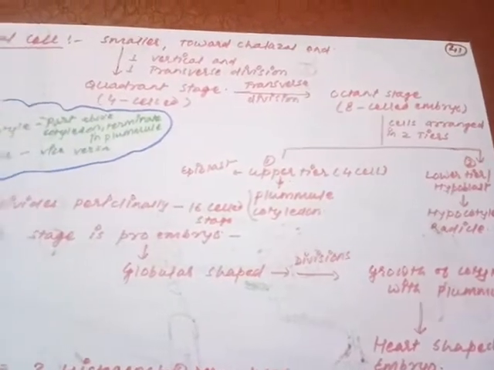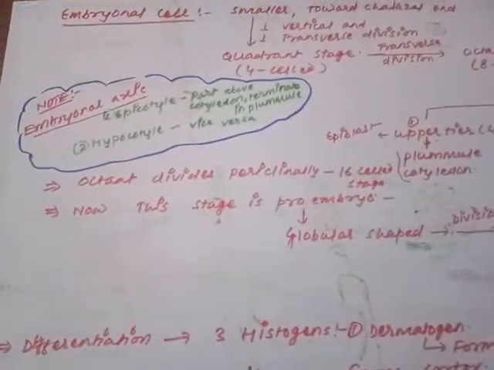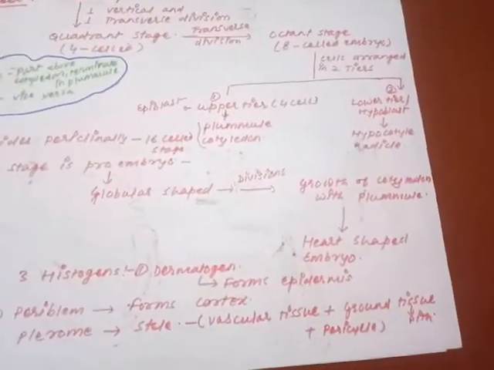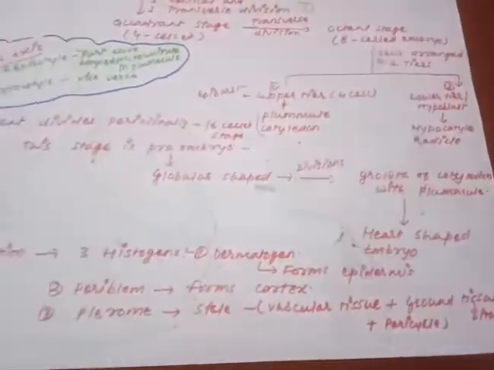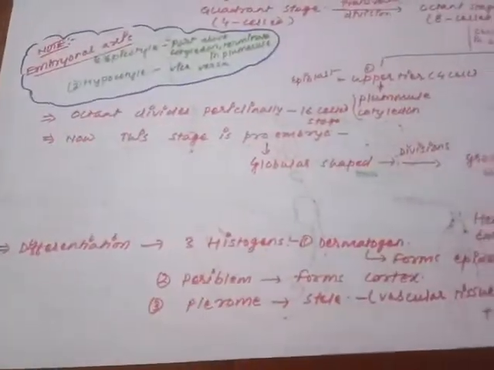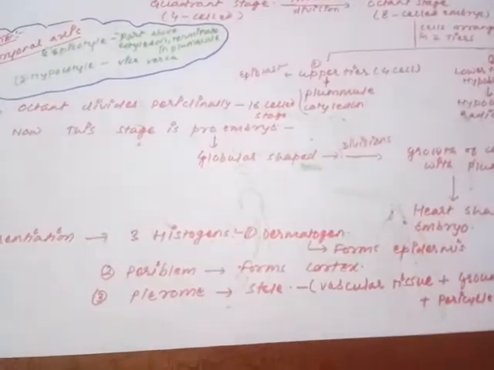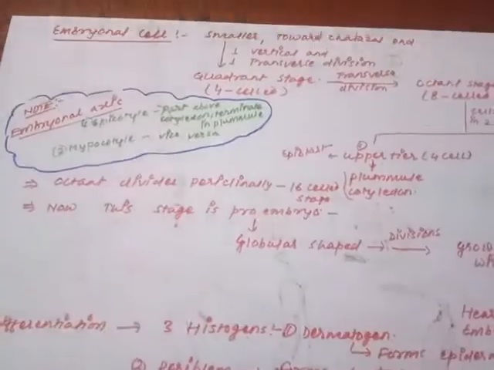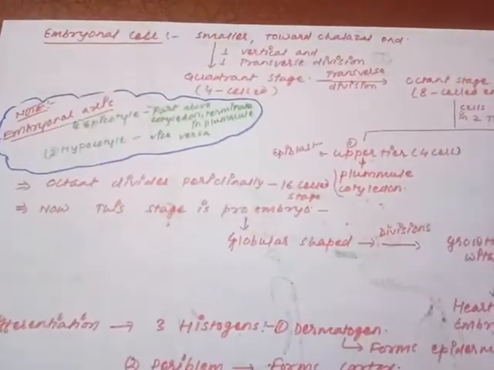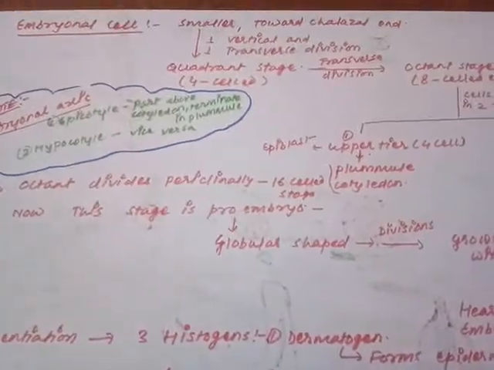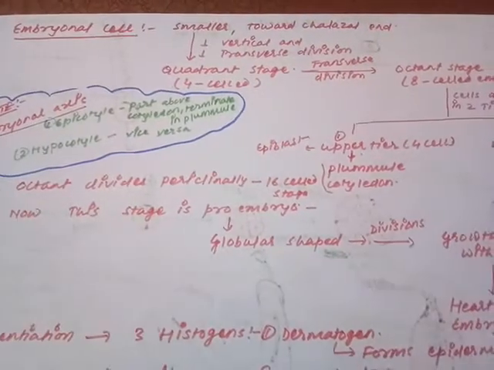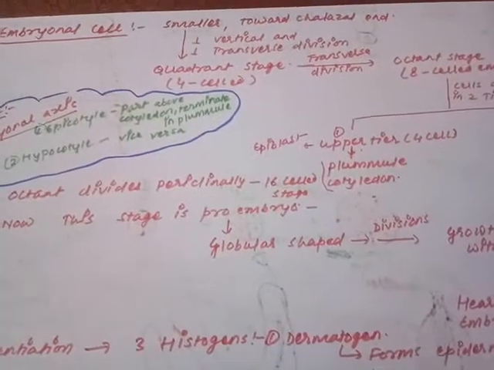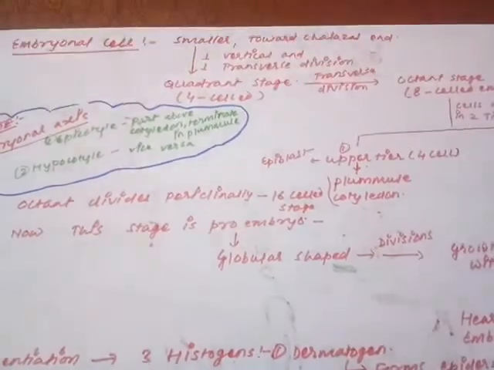that is the hypoblast, is going to produce the root system. Then one more division, 16-celled embryo, globular shaped embryo, division, differentiation, development of the cotyledon and the plumule. Finally the heart shaped embryo, development of the histogens: dermatogen for epidermis, periblem for cortex, plerome for the stele. We have seen the embryonal axis. There are two parts of the embryonal axis: the epicotyl, the part above the cotyledon, which terminates in the plumule, and the hypocotyl, the part below the cotyledon, which terminates in the radicle.